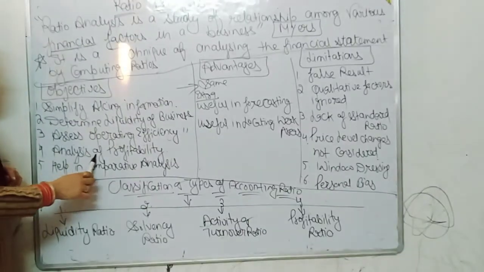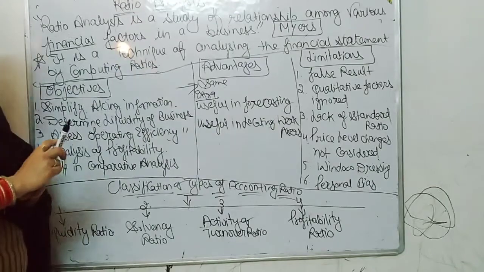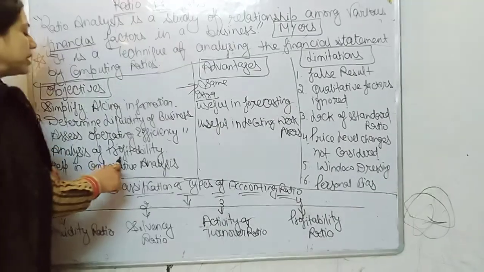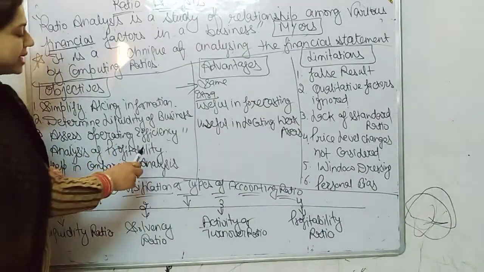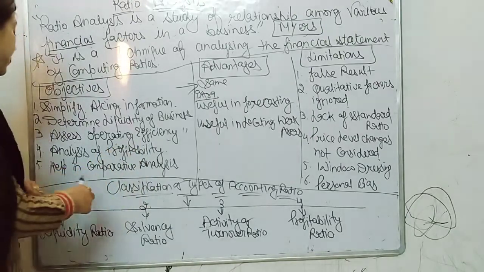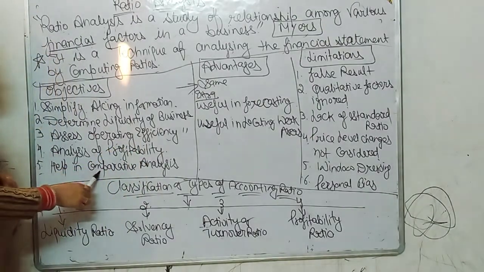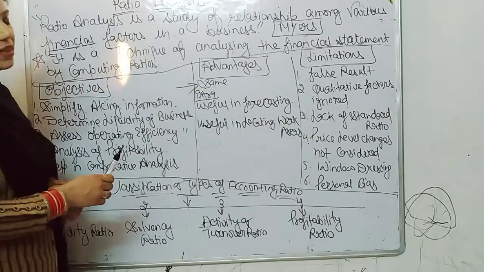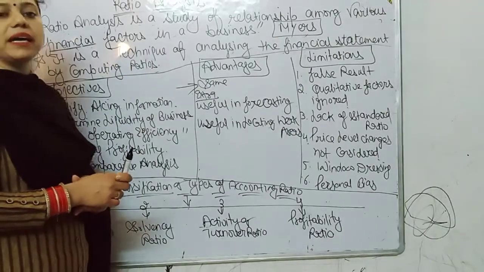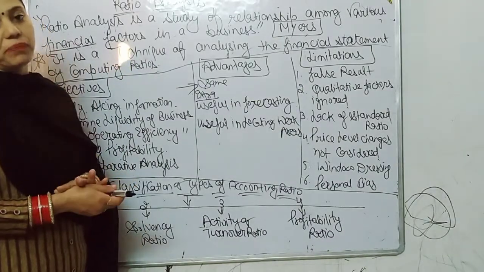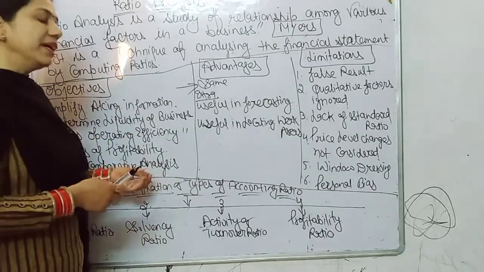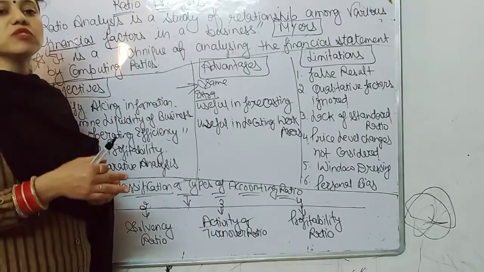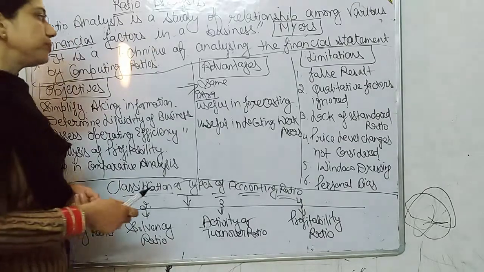Fourth one is analysis of profitability. Ratio also tells us what is the profitability of the business, as I told you earlier. And the last one, ratio helps in comparative analysis. Comparison can be made inter-firm as well as intra-firm, meaning the company can compare its data with other firms, plus with the other departments also.